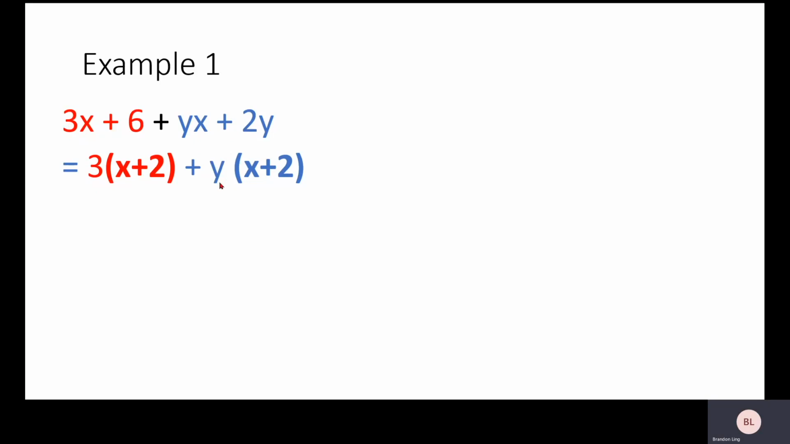The next term will be yx plus 2y, and both contain the y. So you just pull out the y here, and in your bracket, you are getting x plus 2. Okay, so this is the x plus 2. So now you are having 3 times x plus 2 plus y times x plus 2 in the brackets.